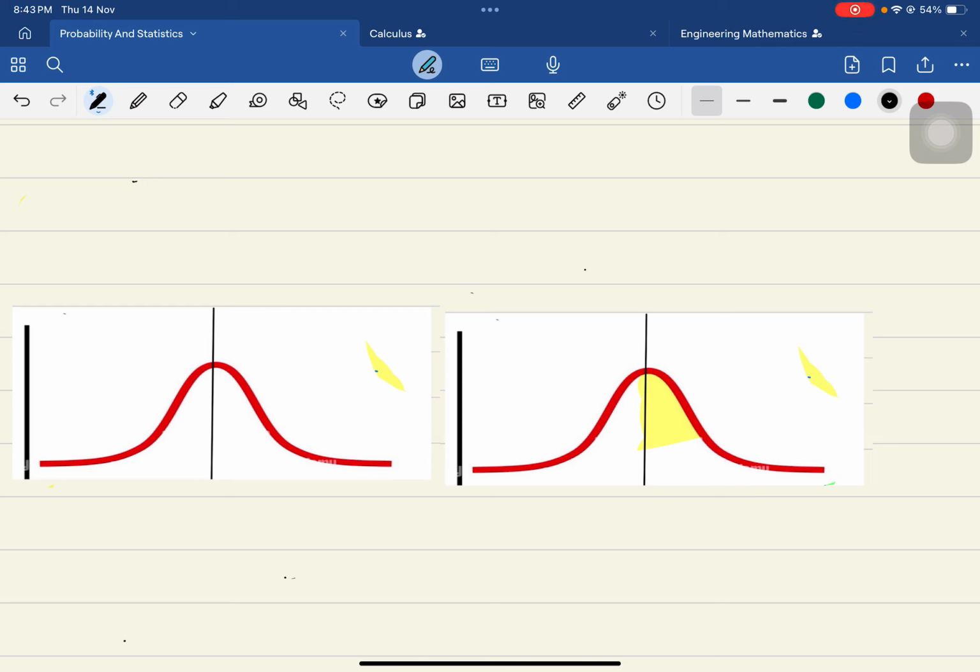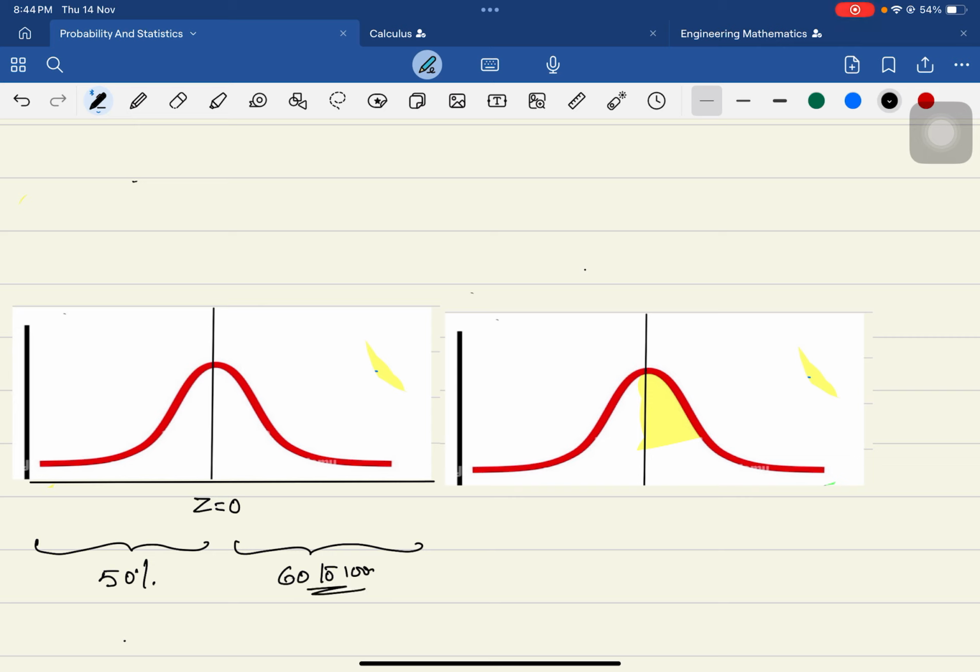Now, if somebody gets below 60, the area covered is 10%, as given in the problem. So the first thing you have to understand here is the area covered. This is Z equal to 0, and this is the first 50%, and from 60 to 100% is the next 50%. This is what you can understand.